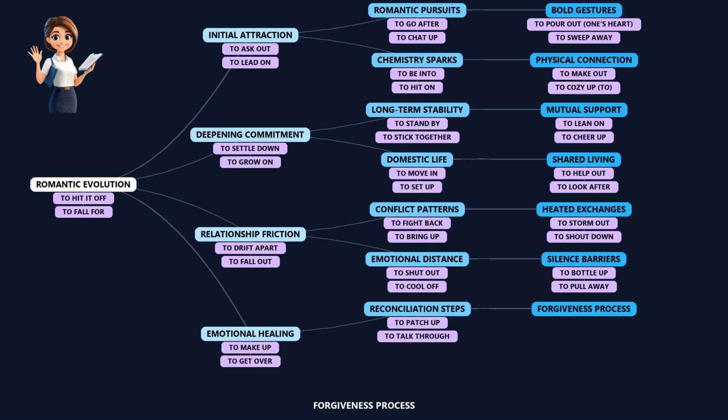Forgiveness process. Through the forgiveness process, we learn to let off a partner for a mistake and move past the pain. In other words, you decide to stop being angry about a bad thing that happened and focus on the future.